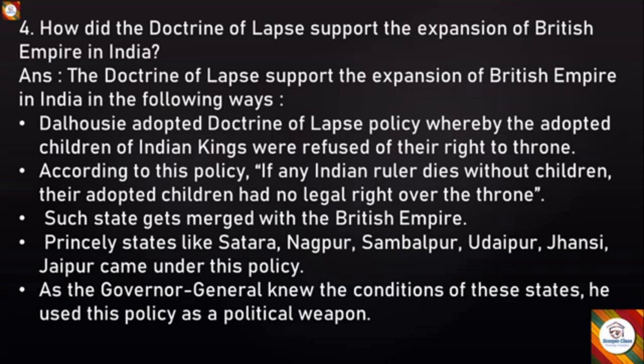Princely states like Satara, Nagpur, Sambalpur, Udaipur, Jhansi, and Jaipur came under this policy. As the Governor General knew the conditions of these states, he used this policy as a political weapon. Okay, so these are the points for how the doctrine of lapse supported expansion of British Empire in India. You can learn these few points.